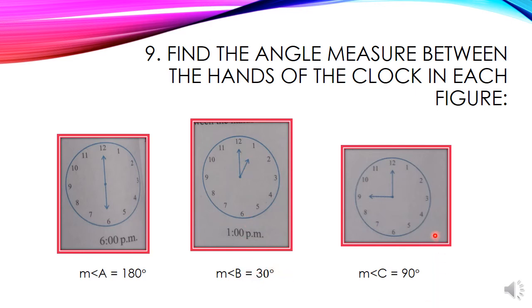Number 3, third figure is 9 o'clock and one hand is at 9 and the other is at 12 and the angle made by these hands is equal to a right angle, so it is equal to 90 degree. Okay children, so draw these figures in your notebook and write the answer.